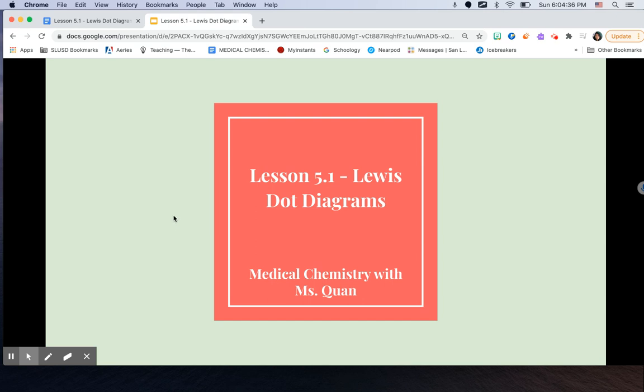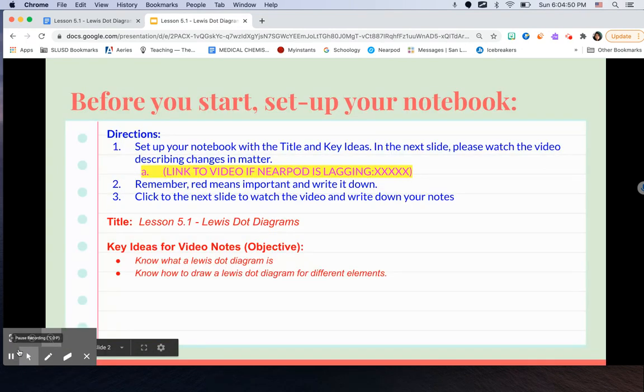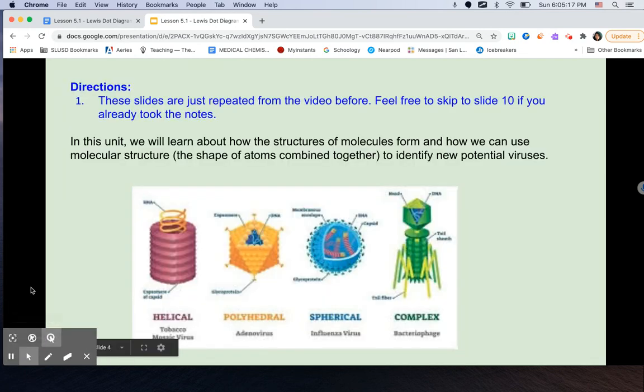Hello, welcome to the start of lesson 5.1 of unit 5, Lewis dot diagrams, where we're going to talk about molecular structure. So your two goals in this lesson, in your notes, make sure you have your title and the two key ideas: know what a Lewis dot diagram is and how to draw one.